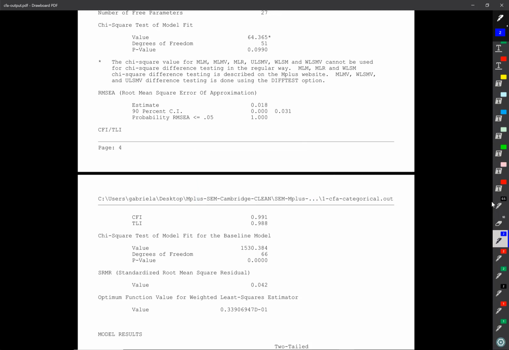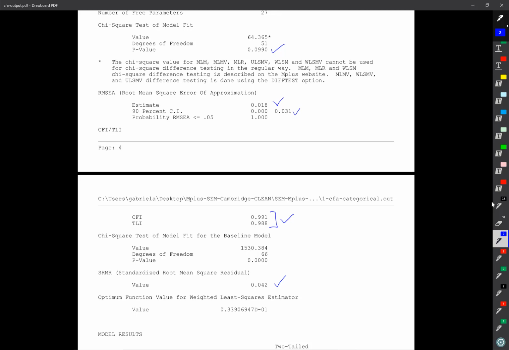Okay, let's go through it together quickly. So the chi-square was not significant, and that's excellent. The RMSEA is below 0.06, and even the upper bound value of its confidence interval is below 0.06. So that's great. The CFI and TLI are both above 0.95 and the SRMR is below 0.08. So it looks like we had excellent fit based on all of our indicators.